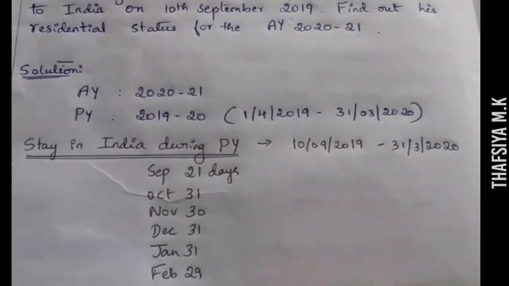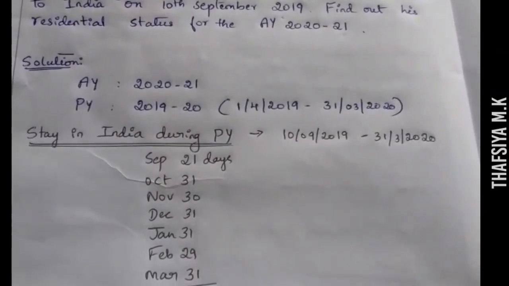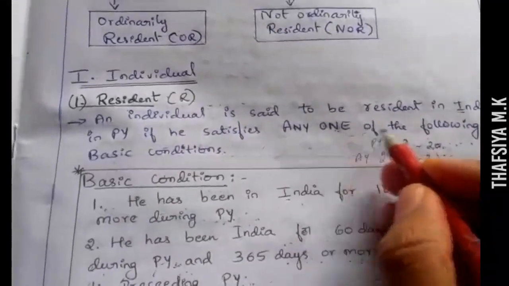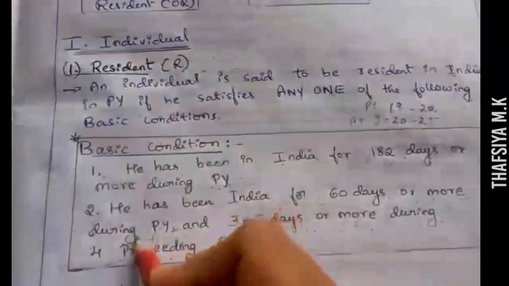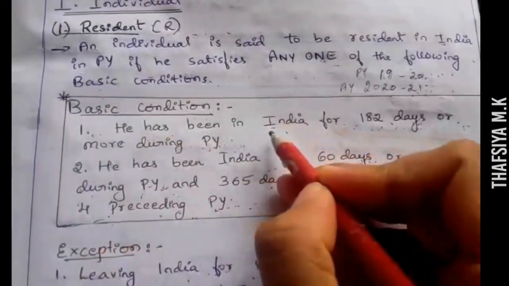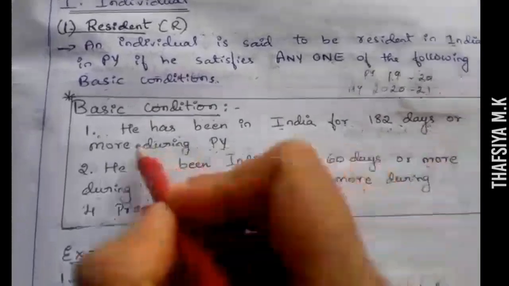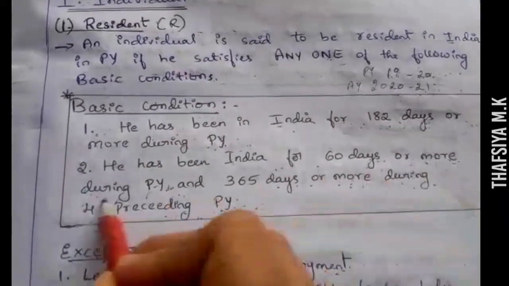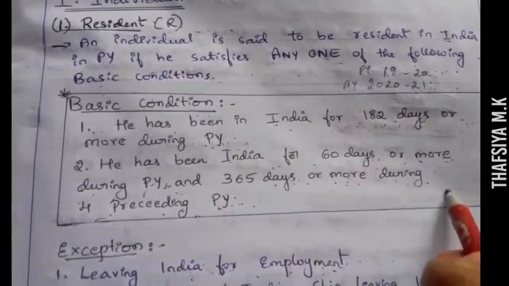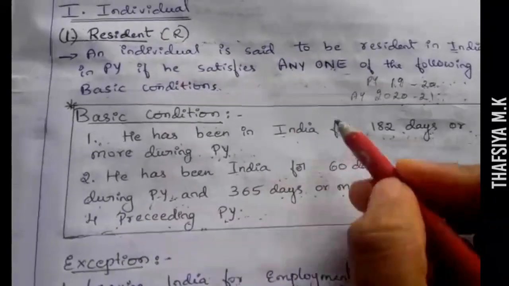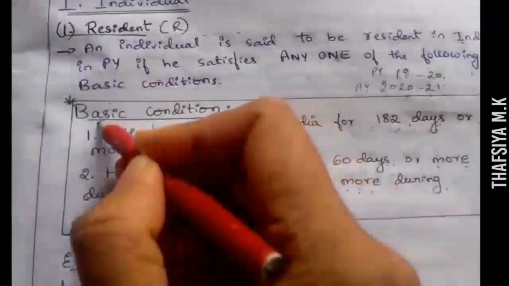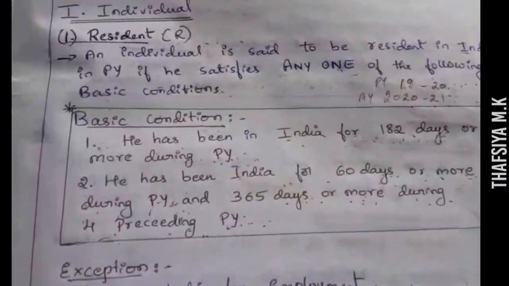Now let us recall the conditions for an individual to find the residential status. In case of an individual, to become a resident, he should satisfy any one of the following two basic conditions. First, he has been in India for 182 days or more during the previous year. Second, he has been in India for 60 days or more during the previous year and 365 days or more during the 4 preceding previous years. In these two conditions, he has to satisfy any one.